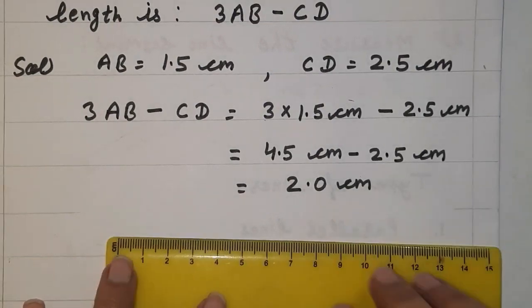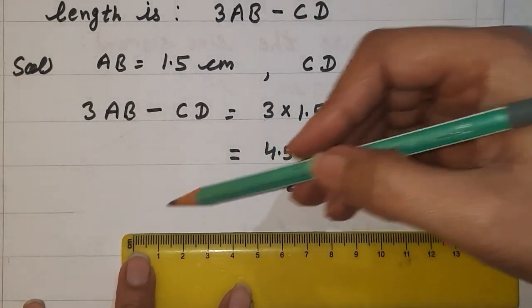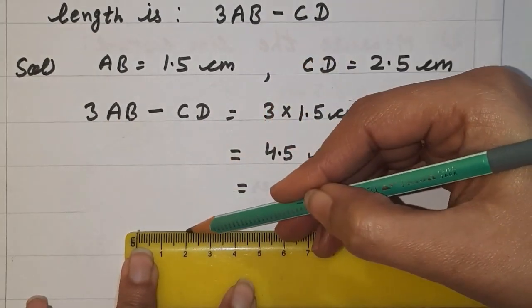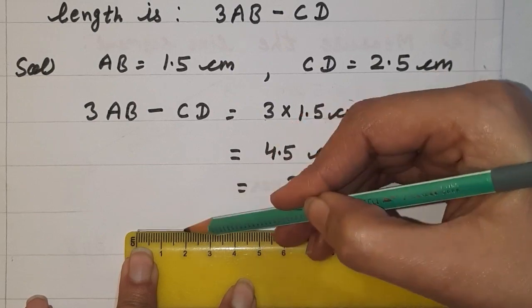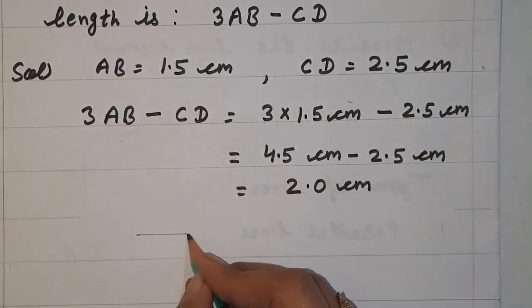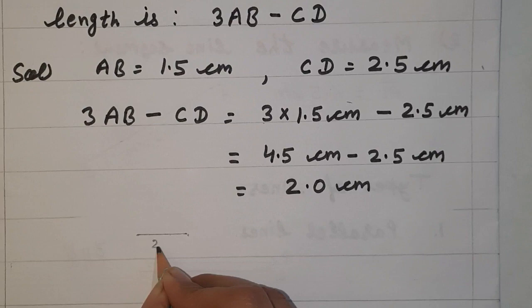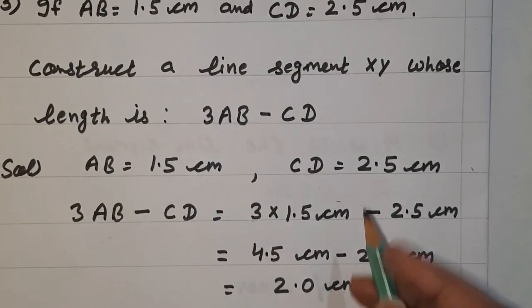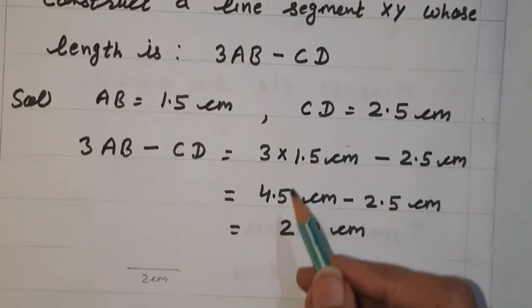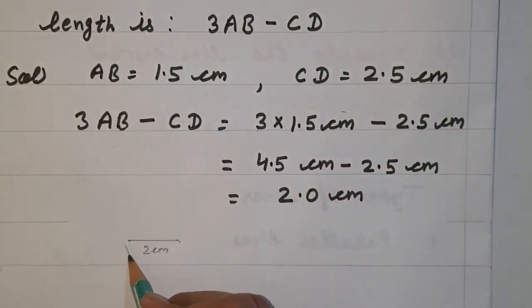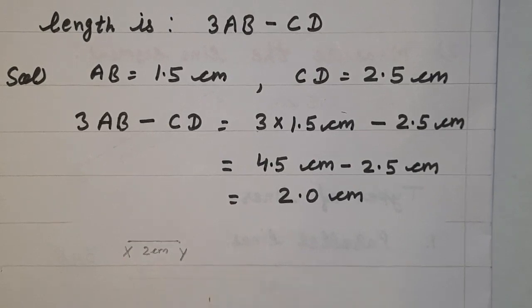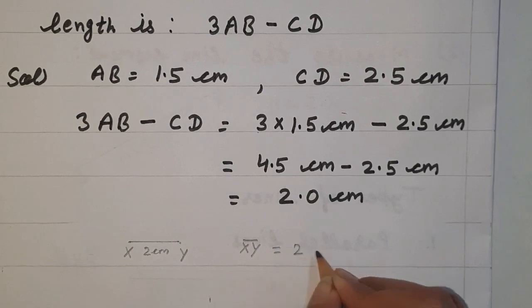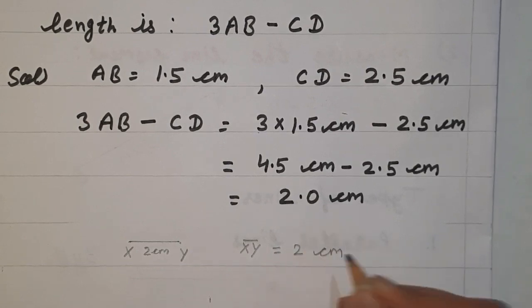Now we will construct a line segment of 2 centimeter. Start from 0 to 2. Okay. And measurement is 2 centimeter. Name is also given to you. It is given XY. So don't forget to write down the correct name. And you will write down XY line segment is equal to 2 centimeter. 2 decimal 0 means 2 centimeter.